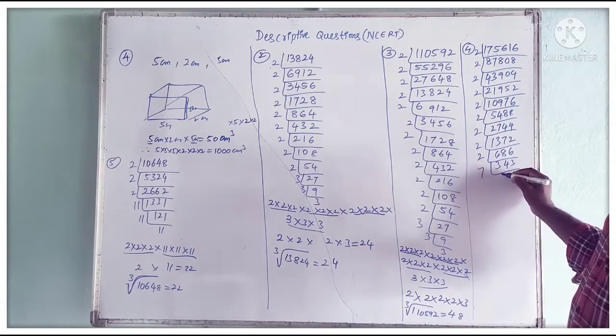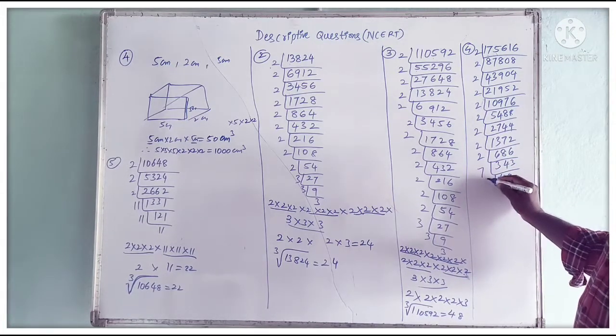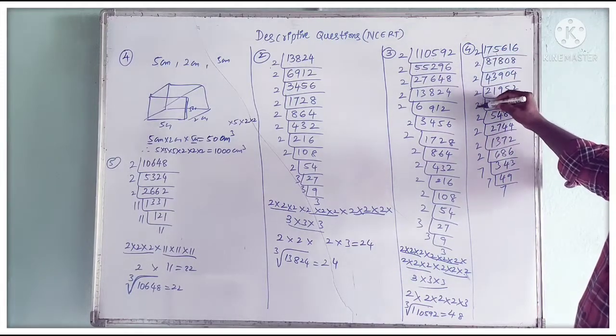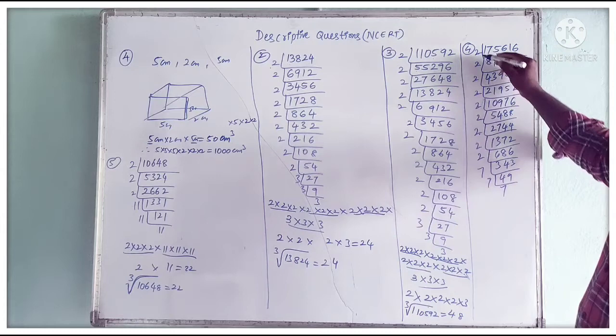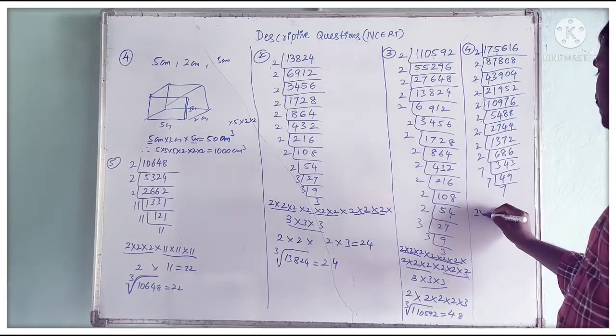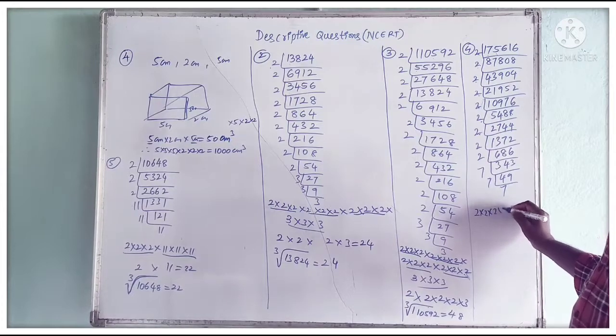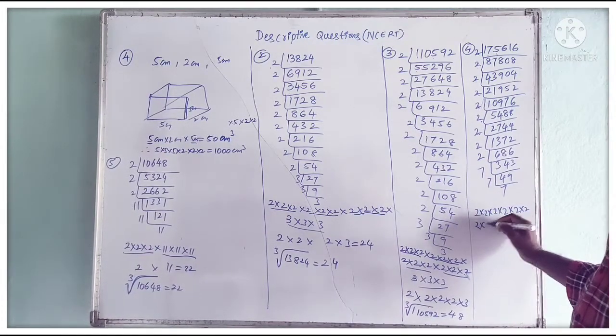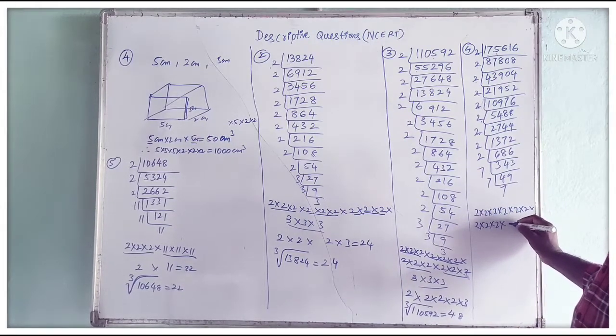Next 7 table, 7 49s are 7 7s. So you can write here, how many 2s we have? 1 2 3 4 5 6, and 1 2 3 4 5 6 7 8 9. So 2 into 2 into 2, 2 into 2 into 2, and 2 into 2 into 2 into 2, and 7 into 7 into 7.